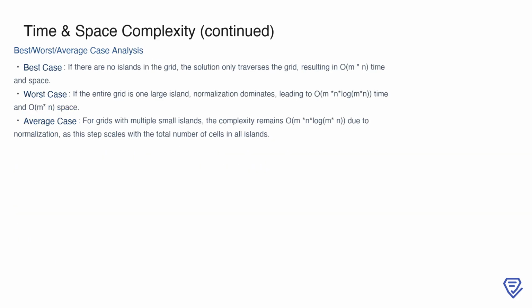Finally, we can break down the best, worst, and average case scenarios. In the best case, when the grid contains no islands, the solution only needs to traverse the grid, resulting in a time complexity of O(m*n) and a space complexity of O(m*n). For the worst case, where the entire grid forms one large island, the normalization step becomes the dominant factor.